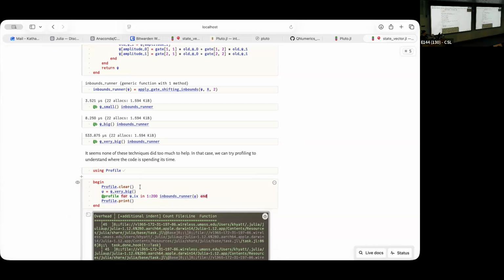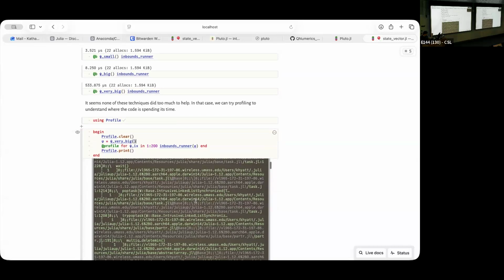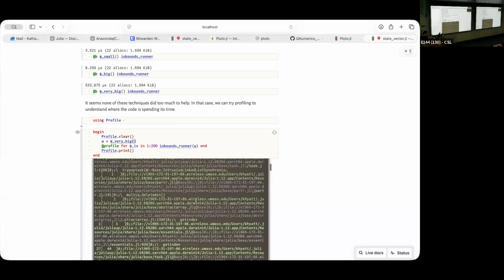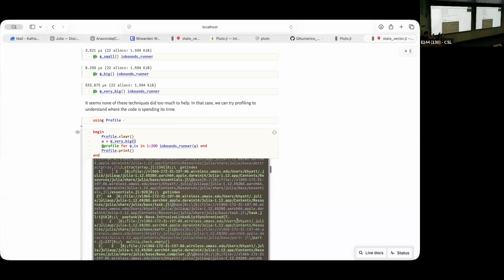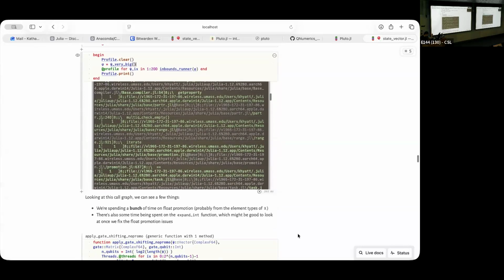So when we start running this, we're just going to clear all profiling data just in case there was any that was accumulated. Then I instantiate some 20 qubit state vector and try running the gate on it many times and then print the result. This is kind of hard to read, so I'm sorry about that. But it looks like we're actually spending a lot of time in these various threads, which is kind of annoying. And then somewhere down here, I'll see if I can find it.